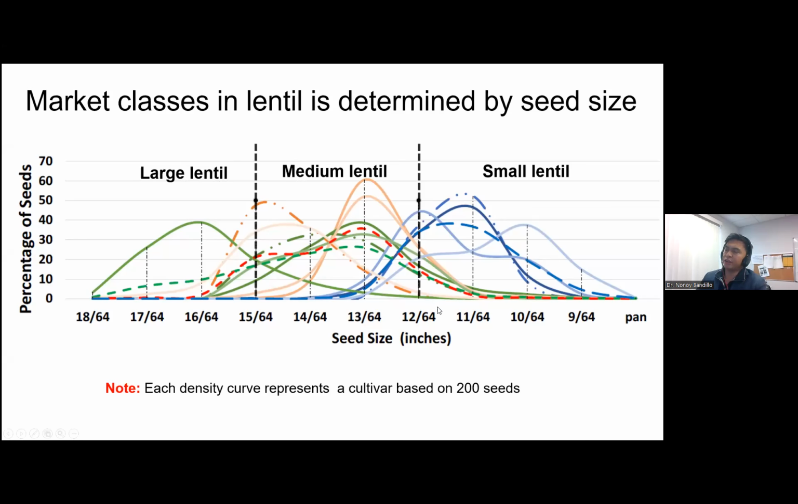So what we do here is, for each cultivar, so each line here is a cultivar, we get 200 seeds, measure the percentage of seed that would pass through the sieve, and then create a density curve like this. One quick message here is that seed size follows a normal distribution. This is expected because it is a complex trait, right? How about those lines that follow a bimodal distribution, like this one, for example?